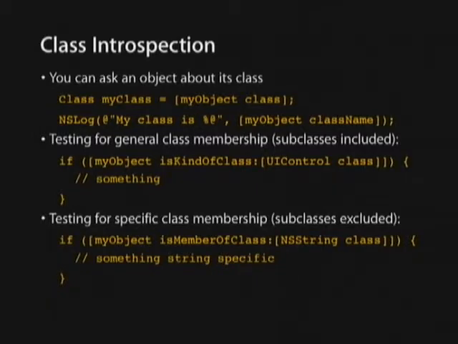So if I have, let's take a UIControl and a UIButton. If I have a button and I say isKindOfClass UIControl, in this case it'll be yes. If I say isMemberOfClass UIControl, it's going to be no because it's a button. So you'll find that useful.